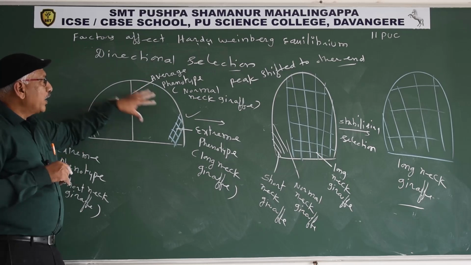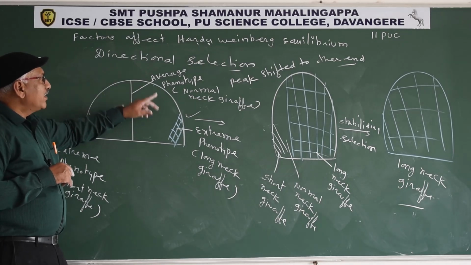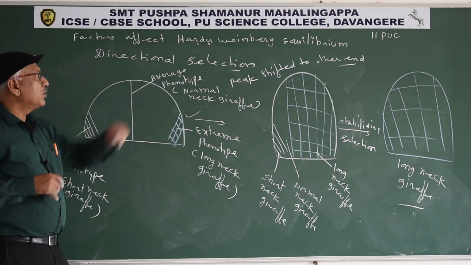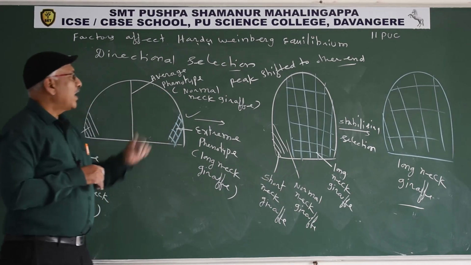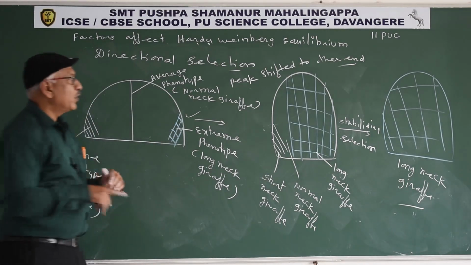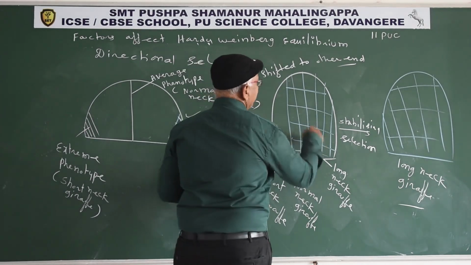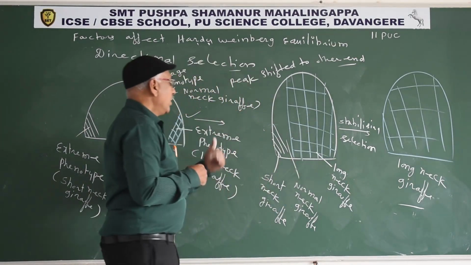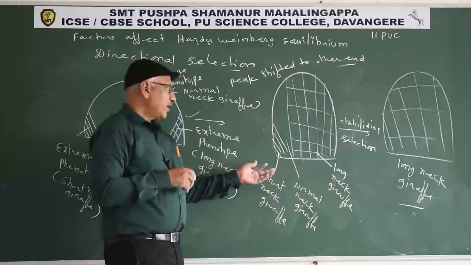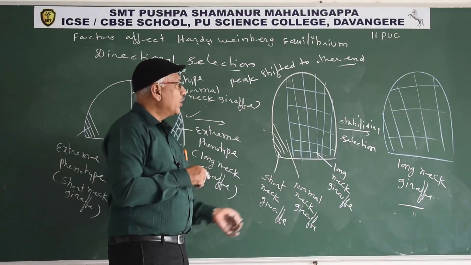Previously, the average phenotype was the normal neck. As a result, the peak, the mean, shifted to that end. Previously, the normal neck giraffe was the average phenotype. Now, the long neck giraffe becomes the average phenotype. Normal neck and short neck giraffes become extreme phenotypes.